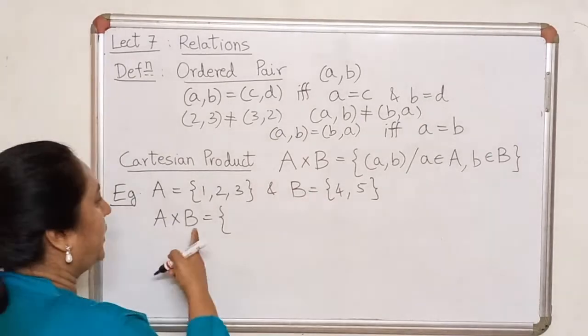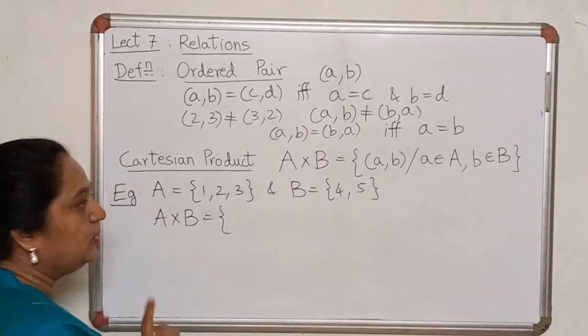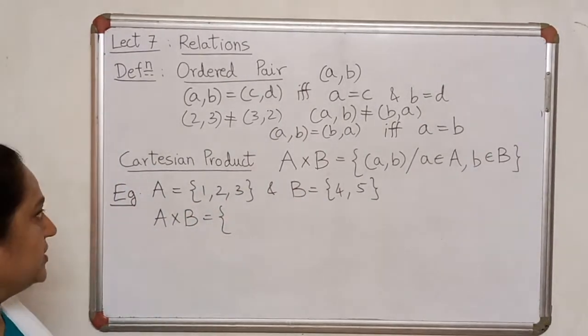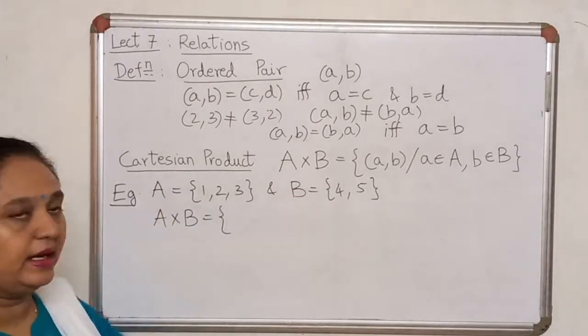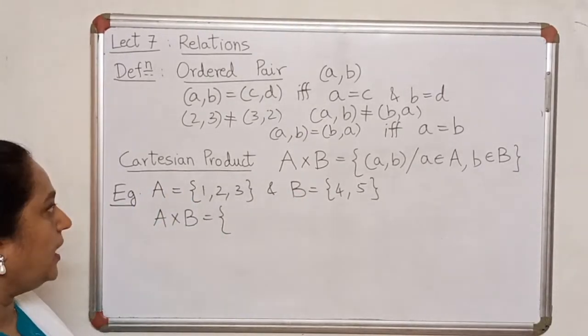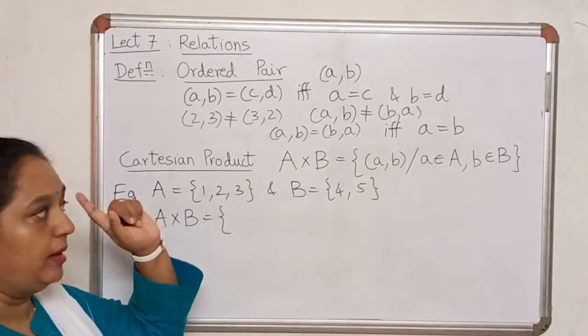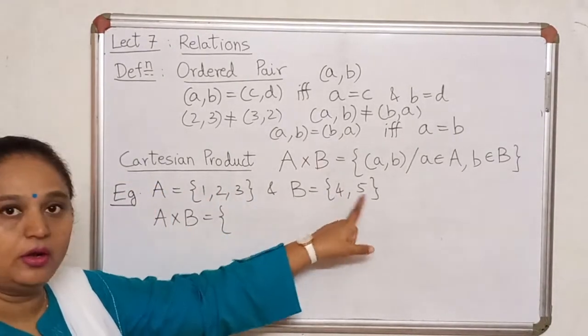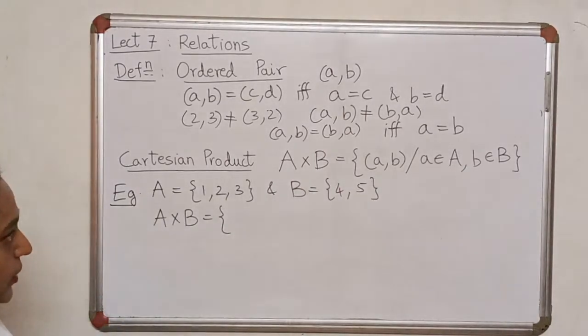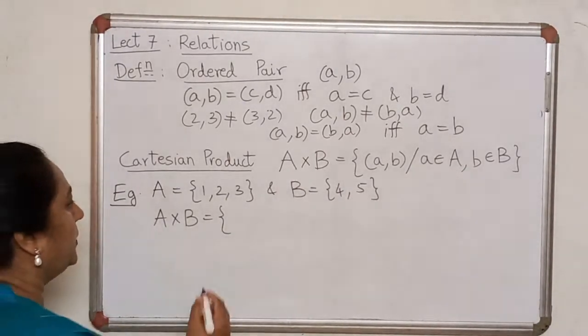So if I were to write A cross B, I need to look at all ordered pairs where the first element comes from A and the second element comes from B. That means in the ordered pair, my first element can be 1, 2, 3, and my second element can be either 4 or 5. So I am going to now write down all such ordered pairs.